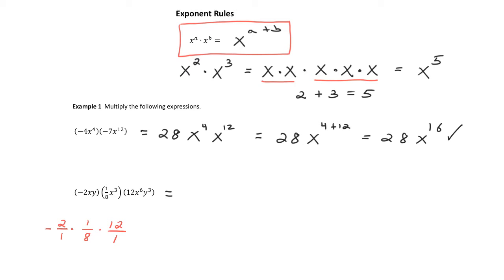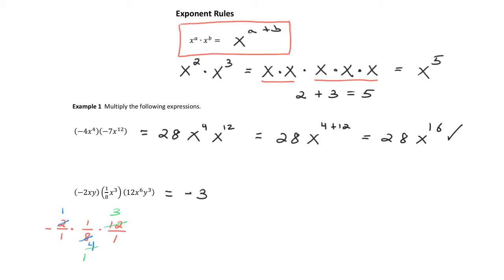Let's see. 2 goes into itself once and it goes into 8 4 times. But 4 goes into itself once and into 12 3 times. The entire first value is going to be negative 3. So I'm going to start there. The product of negative 2, 1/8, and 12 simplified to just negative 3. Notice that everything canceled to a 1 except for this 3 that was left over that came from the 12.